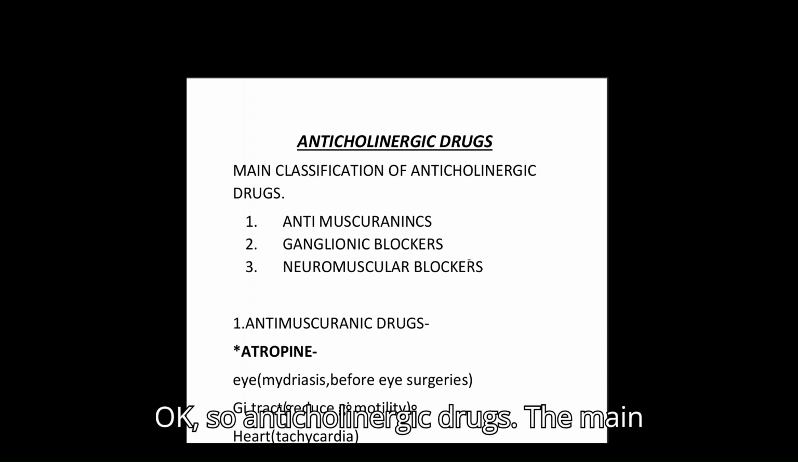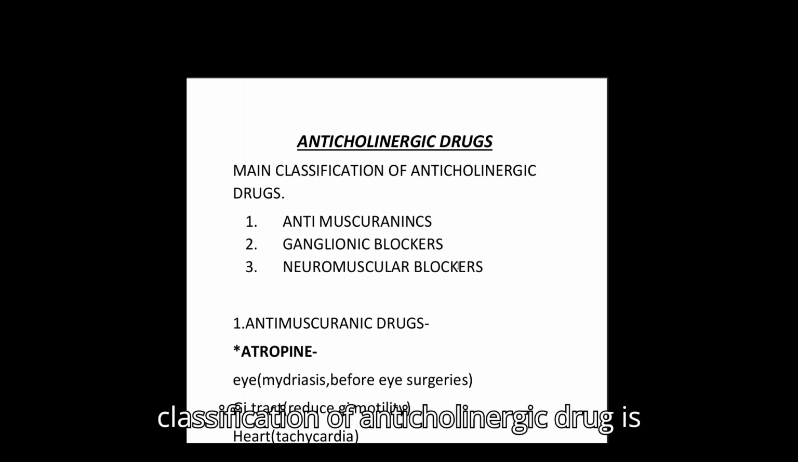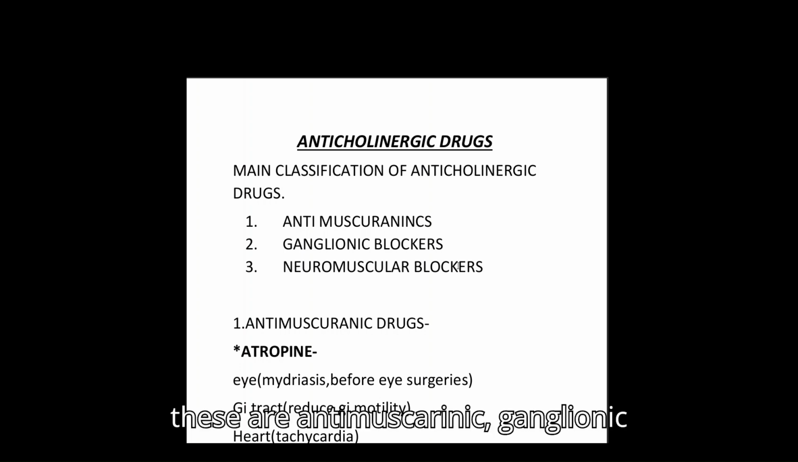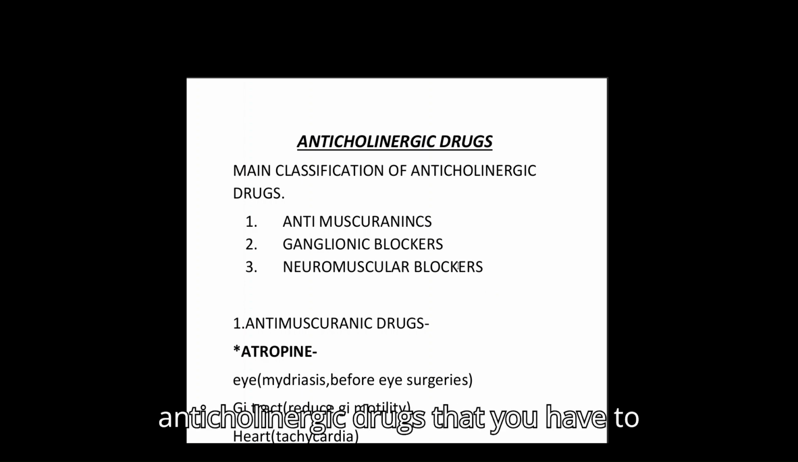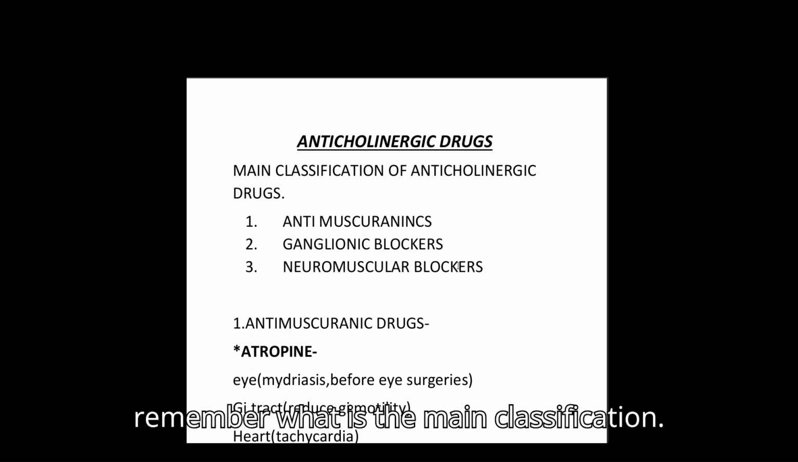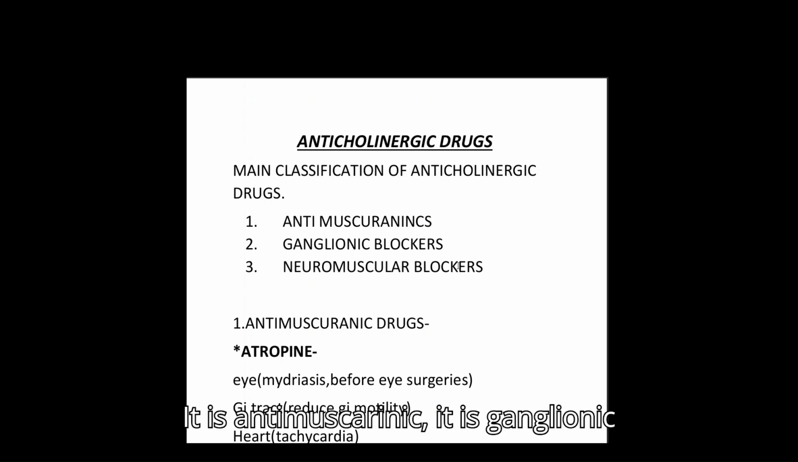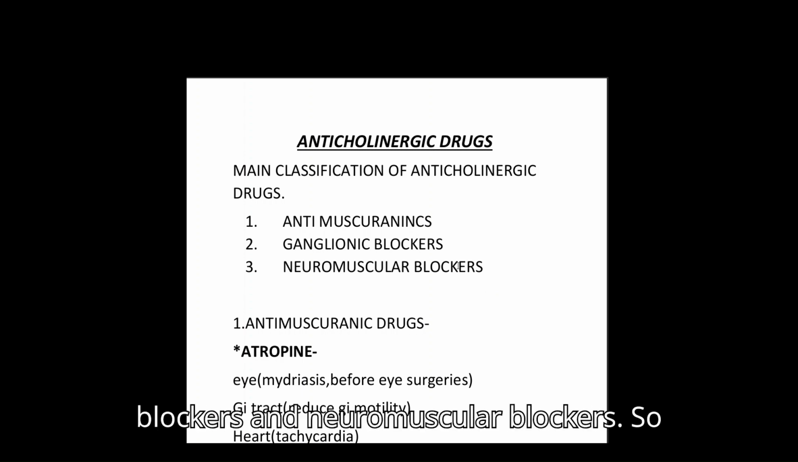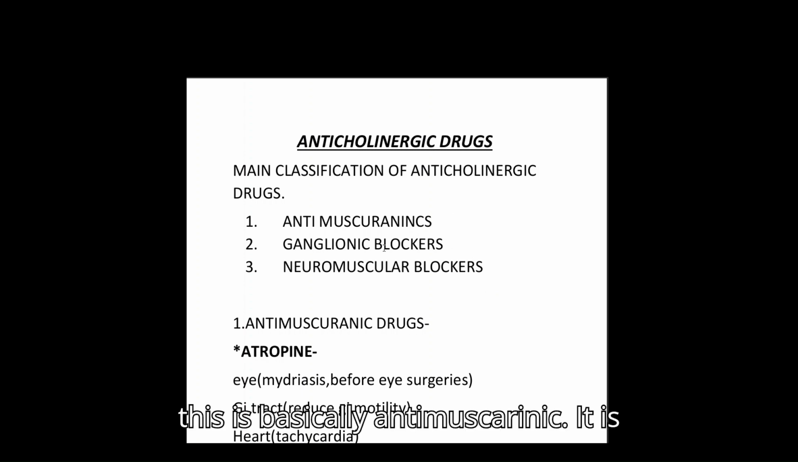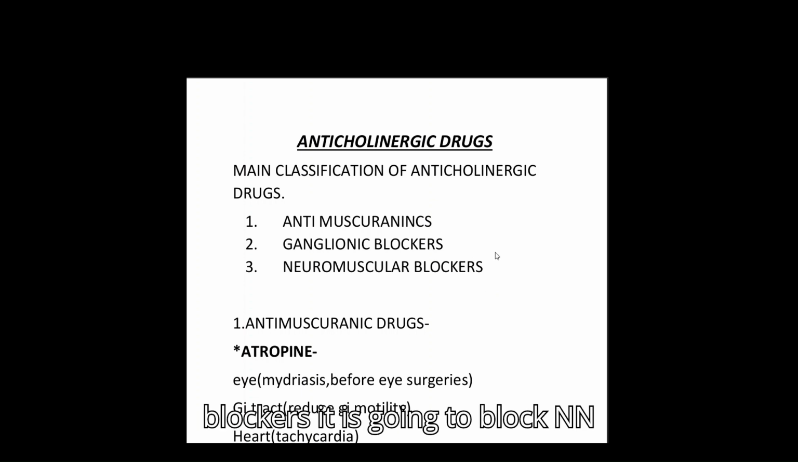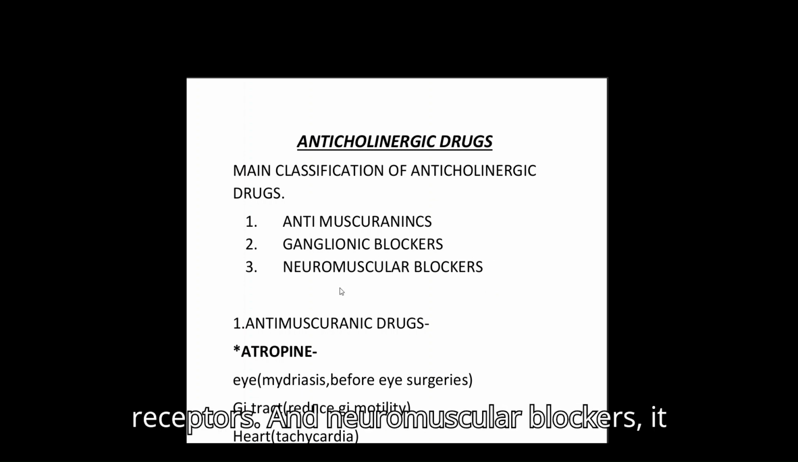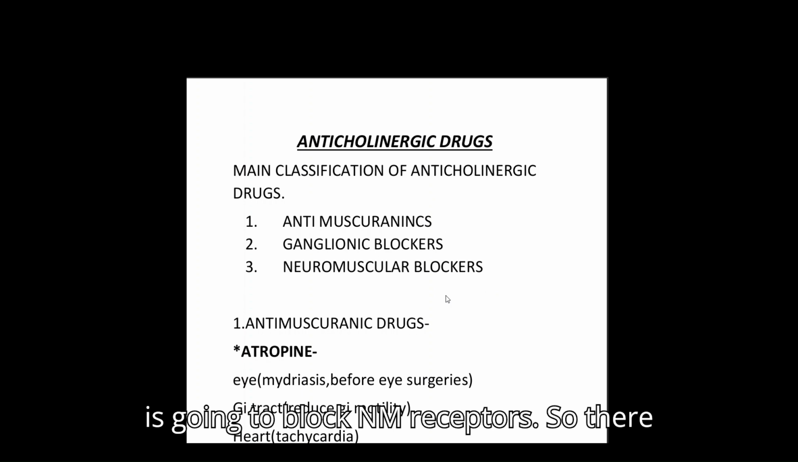Okay, so anticholinergic drugs. The main classification of anticholinergic drugs is antimuscarinic, ganglionic blockers, and neuromuscular blockers. So when you are talking about anticholinergic drugs, you have to remember the main classification. It is antimuscarinic, ganglionic blockers, and neuromuscular blockers. So this is basically antimuscarinic. It is going to block M receptors. Ganglionic blockers are going to block N receptors, and neuromuscular blockers are going to block NM receptors.